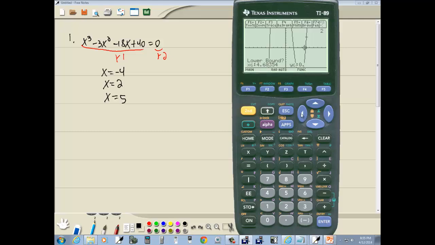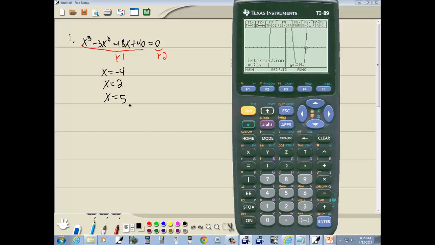Lower bound, I want my cursor to the left of where my answer is. Well, this is our answer, so that's the left of it, so I'll press enter. And for upper bound, I want it to the right of it, which there is fine, and then I'll press enter. Comes back and tells us the same thing, x equals 5.